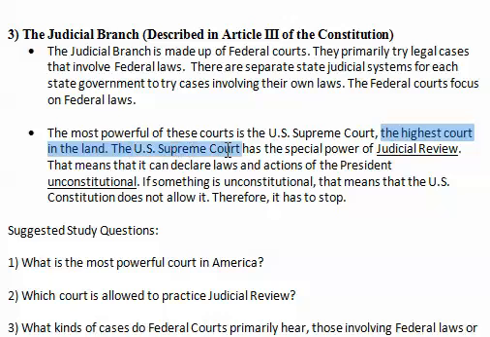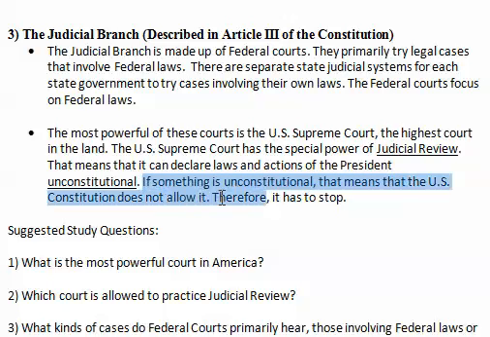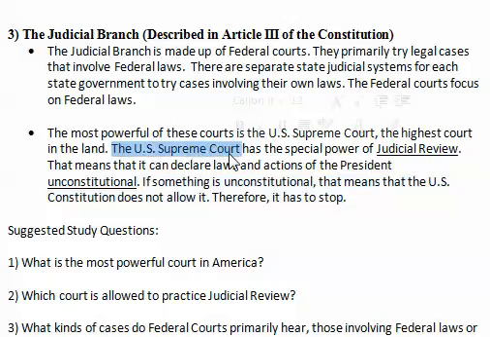The U.S. Supreme Court has the special power of judicial review. This means that it can declare laws and actions of the presidents to be unconstitutional. If something is unconstitutional, that means the U.S. Constitution does not allow it, therefore it has to stop. So the judicial branch, particularly the Supreme Court, is plenty powerful because of this power of judicial review.